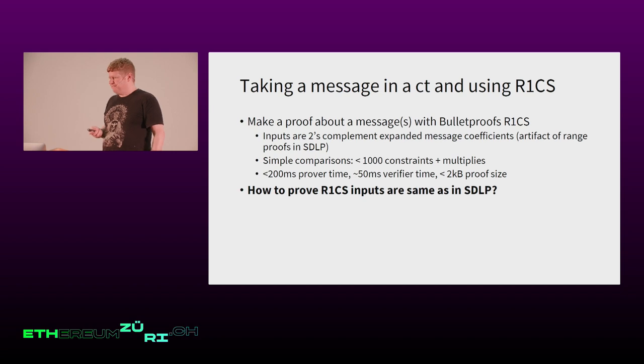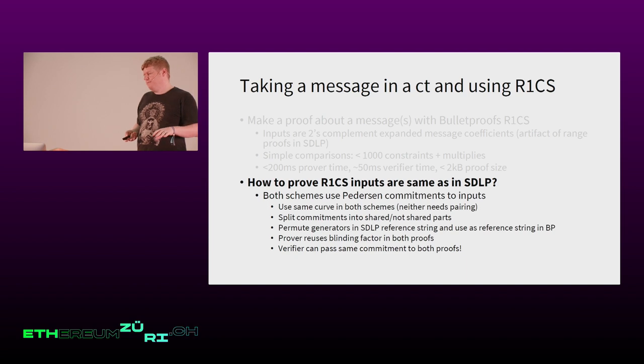But we have a problem. So the prover has created a proof for a short discrete log proof and a proof for the bulletproofs, kind of in a vacuum. How does the verifier know that the inputs you gave to both of these proofs were the same? Well, it turns out both schemes use Pedersen commitments at their core.